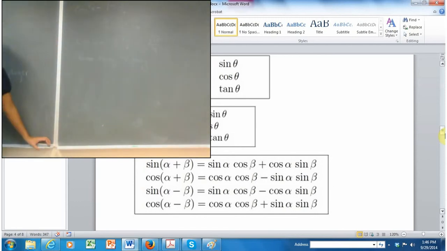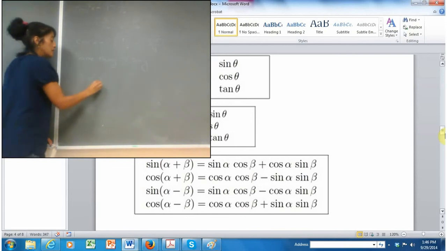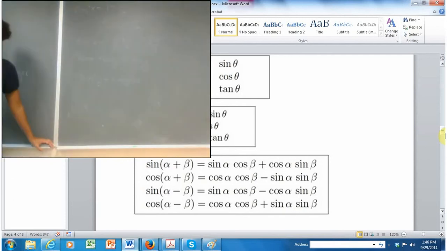Same thing with sine y. You know that sine squared y plus cosine squared y is equal to 1.